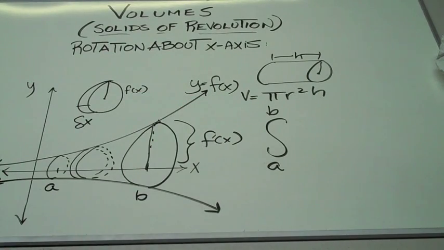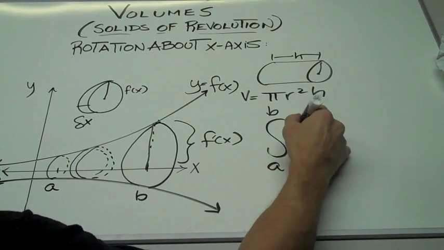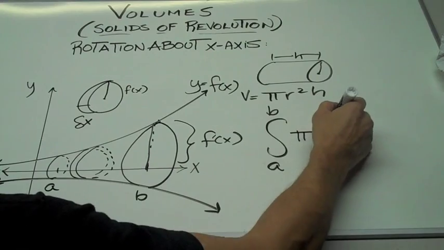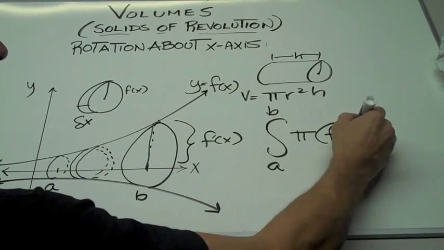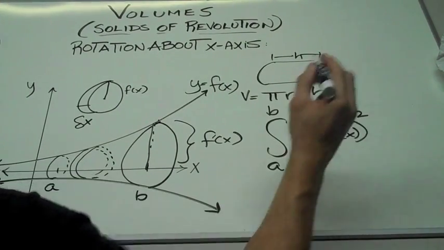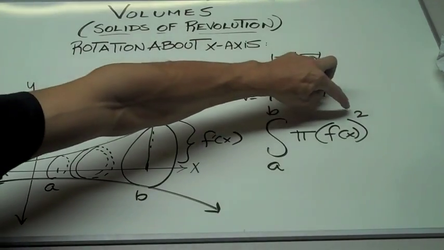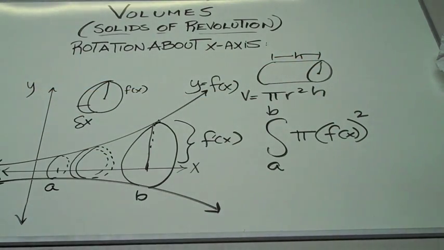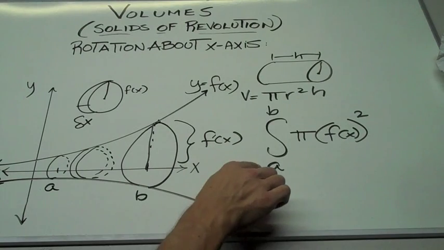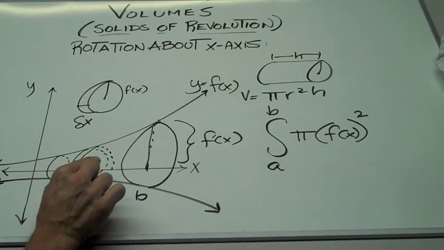We know our radius is f of x. So it's going to be pi r squared, but instead of r, we're going to have f of x, because that represents the radius, squared. The biggest problem I see is a lot of people forget to square that. Well, that's your radius squared. Well, we're taking the sum of all of these little slices.